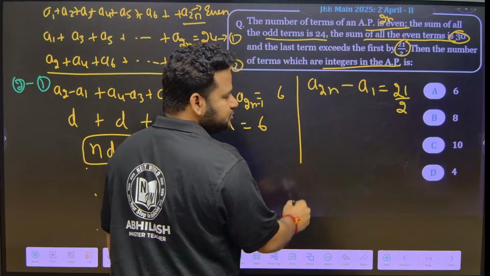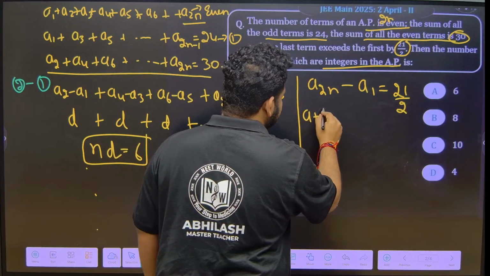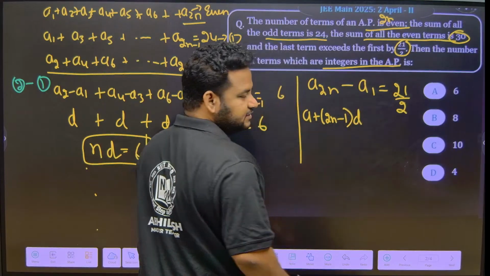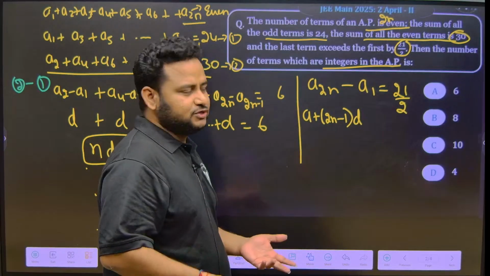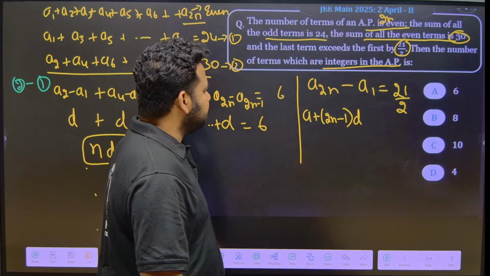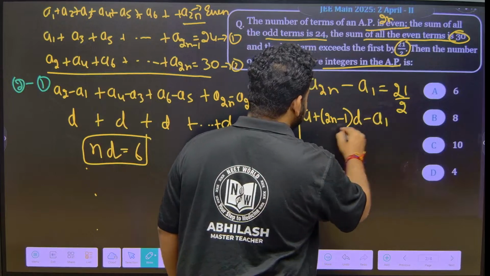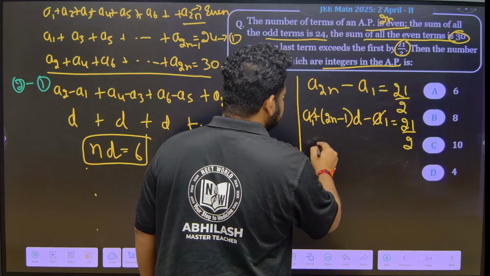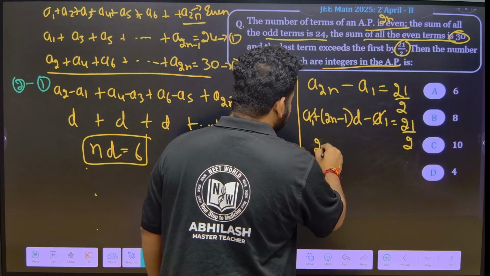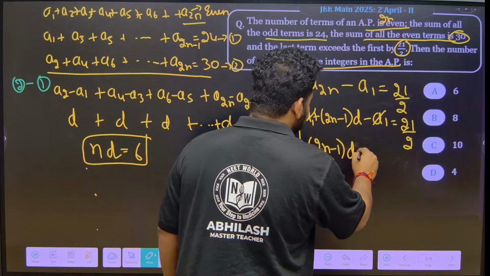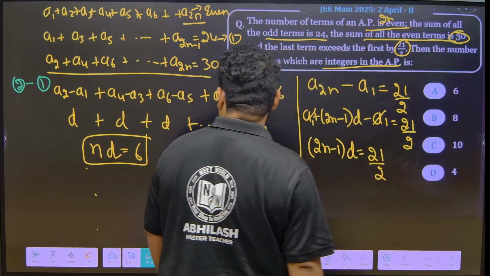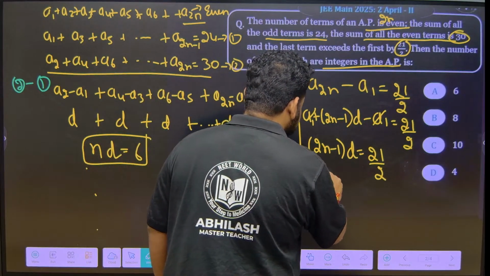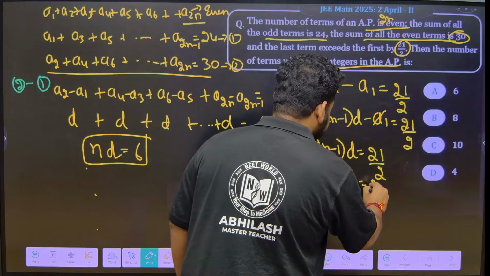So this can be written as A plus 2n minus 1 into D. That is, I am writing the formula of An. An is equal to A plus n minus 1 into D. Here it is 2n: A plus 2n minus 1 into D, minus A1. This will also be A1. This will be 21 by 2. So A1 cancels, and I will get 2n minus 1 into D is equal to 21 by 2. Let me multiply this out: 2 times ND minus D is equal to 21 by 2.